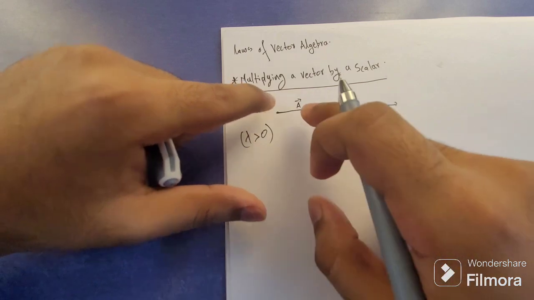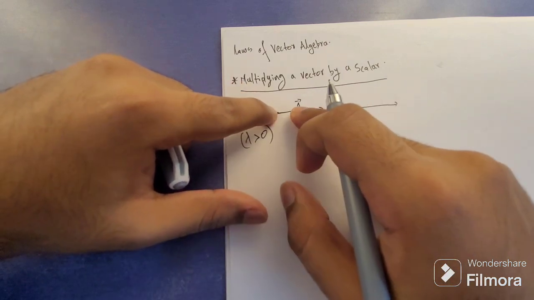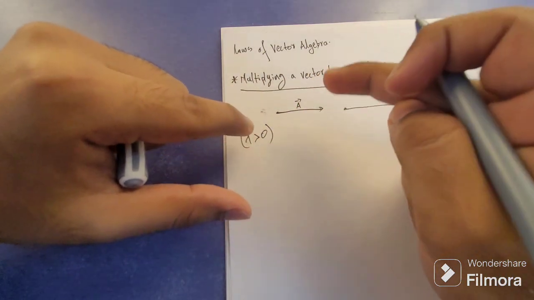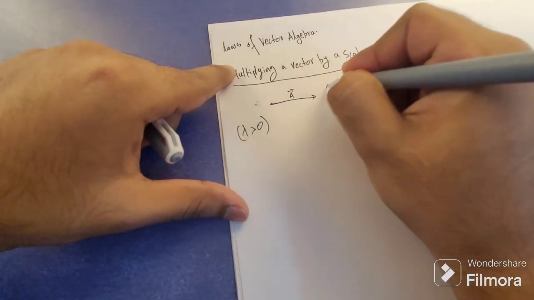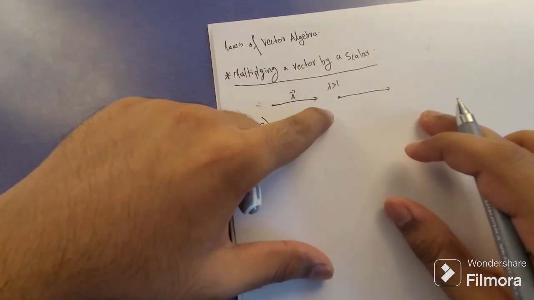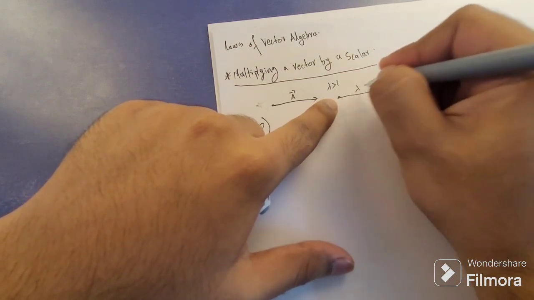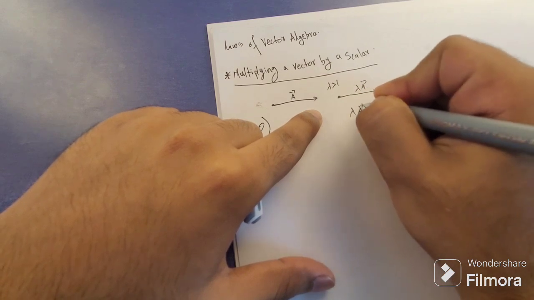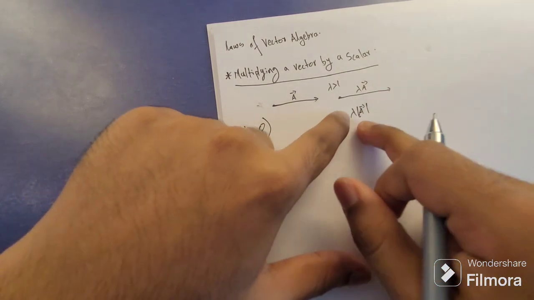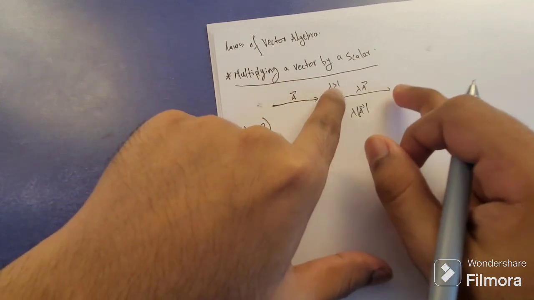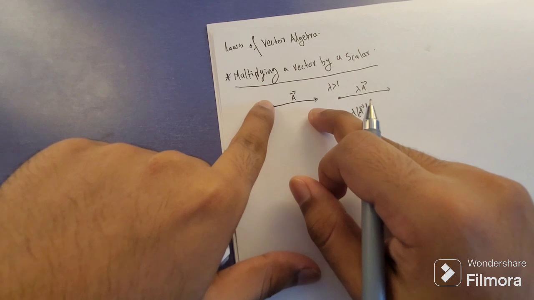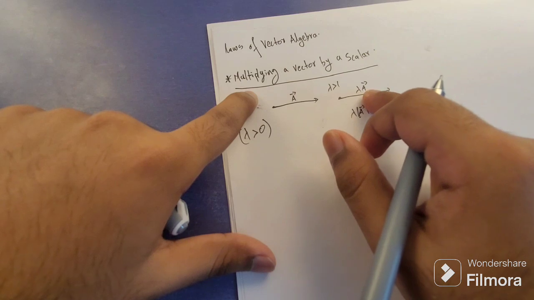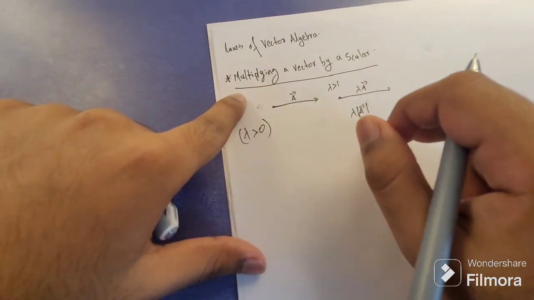which will be either greater than vector a or smaller than vector a in length or magnitude, depending upon whether lambda is greater than 1 or less than 1. So if lambda is greater than 1, I get a new vector which is lambda times a vector, whose magnitude is in fact lambda times the magnitude of a vector. And if lambda is greater than 1, then obviously lambda times a vector is also greater in length than a vector. Obviously it is a scalar multiplication, so the direction of lambda times a vector is still the same as the direction of a vector.